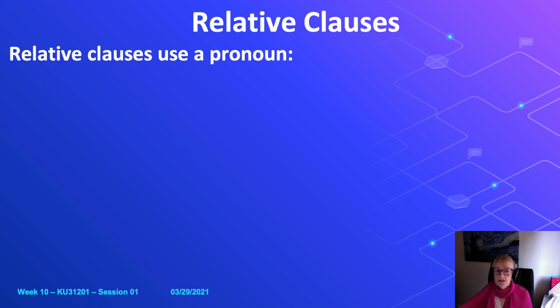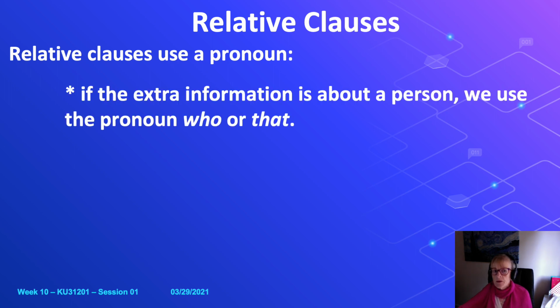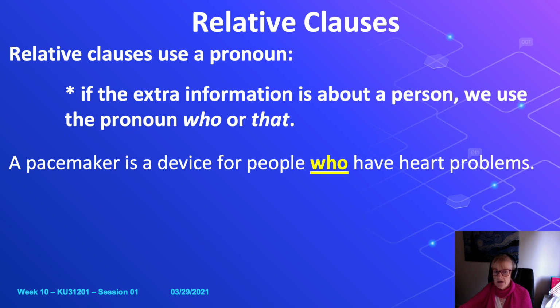When we're using relative clauses in writing, we need to use a pronoun. So the pronoun is joining the relative clause to your subject sentence. So if the extra information is about a person, or even if it's about an animal that's a pet, we use the pronoun who or that. So in the first sentence we looked at, a pacemaker is a device for people who have heart problems. You can see that we've used who as the pronoun, and it's in the yellow writing there.